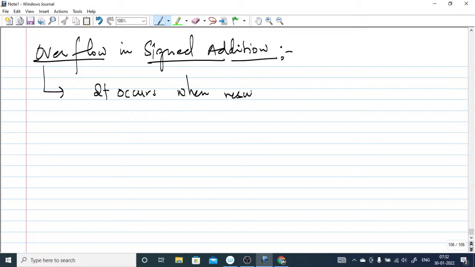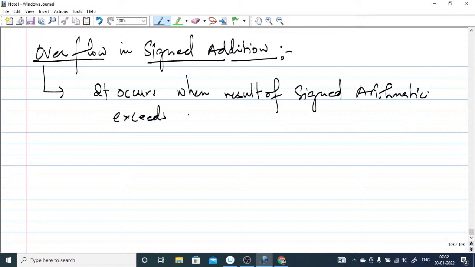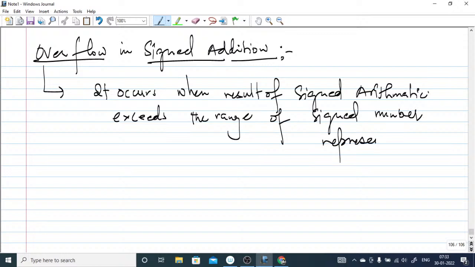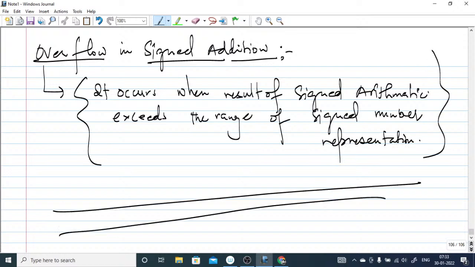the result of signed arithmetic exceeds the range of signed number representation. Whatever the range is, the result should not exceed it, otherwise overflow will occur. This is the important concept. Overflow in signed addition occurs when the result of signed arithmetic exceeds the range of signed number representation.